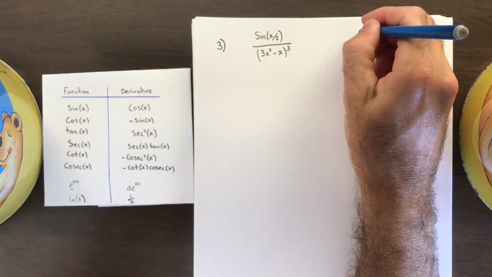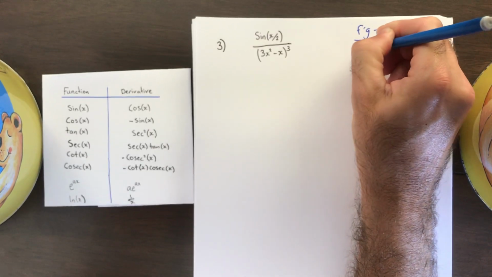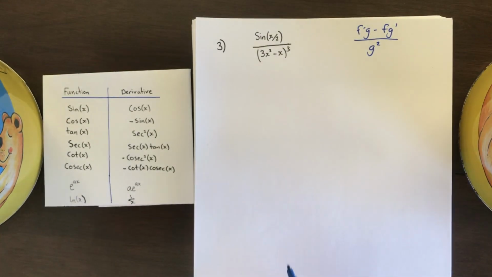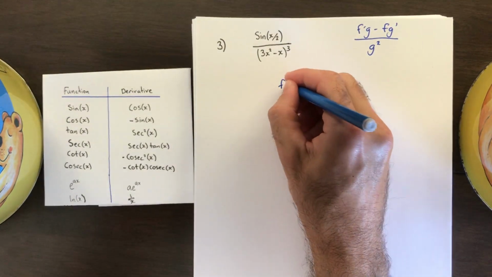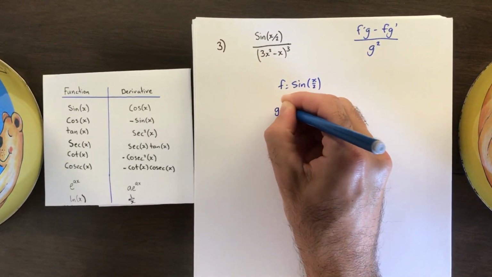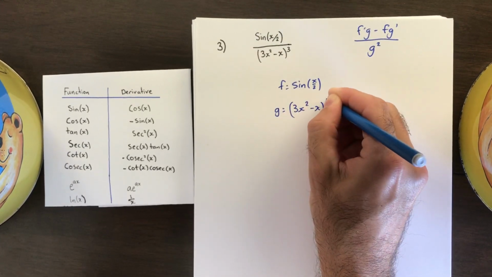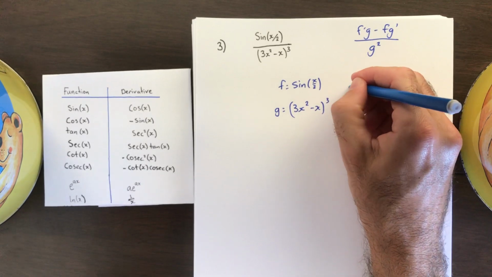I'll write my formula up here. f dash g minus f g dash divided by g squared. That's our quotient rule. So for this question, we have f equals sine of x over 2, g equals 3x squared minus x cubed. So, some work for us to do here.